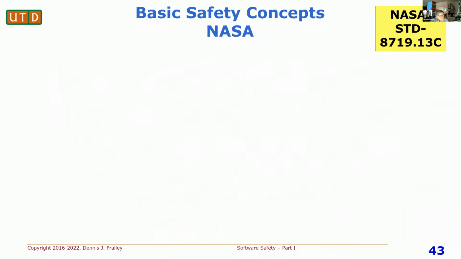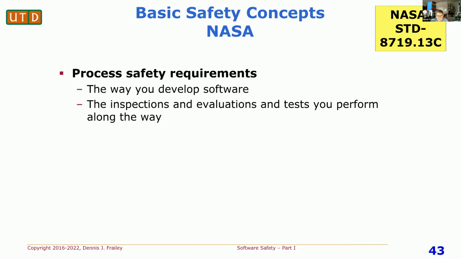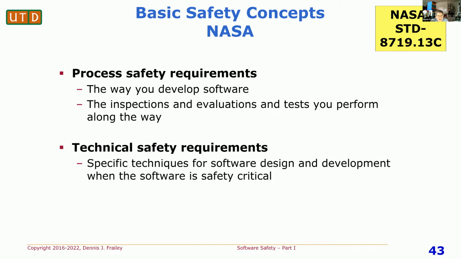Now let's switch to NASA. NASA has their own standard, 8719.13C. And in NASA, they look at it in an entirely different way. They look at safety of the process you use to develop software and technical safety requirements for the mission they are about to accomplish. And that translates into specific techniques for software design and development that the software must do because of the safety requirements of the mission.